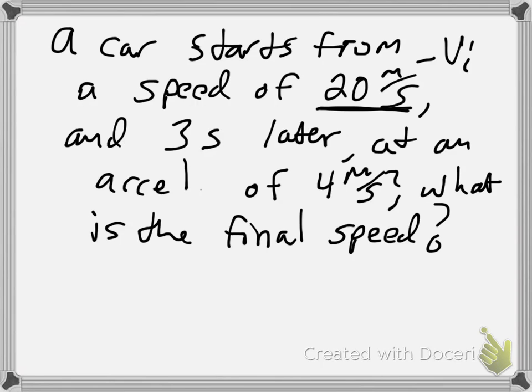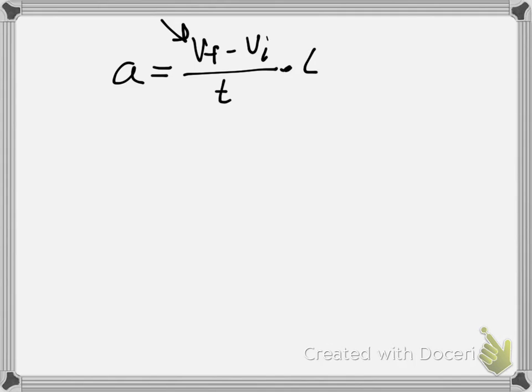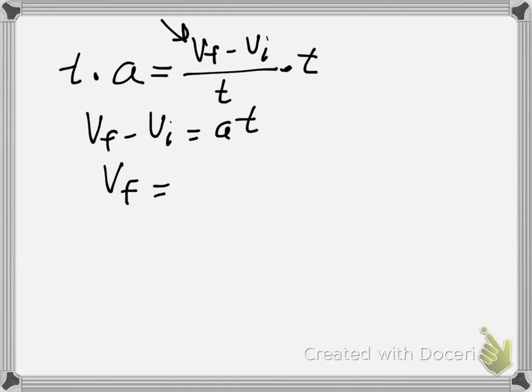And after 3 seconds of accelerating at 4 meters per second squared, okay, so this is going to be our acceleration, and 3 seconds is our time interval. We want to know what VF is, okay? So we can start with A equals VF minus VI over T, and we need to get VF by itself. And we can do that by multiplying both sides by T. So VF minus VI equals AT, and VF equals AT plus VI.